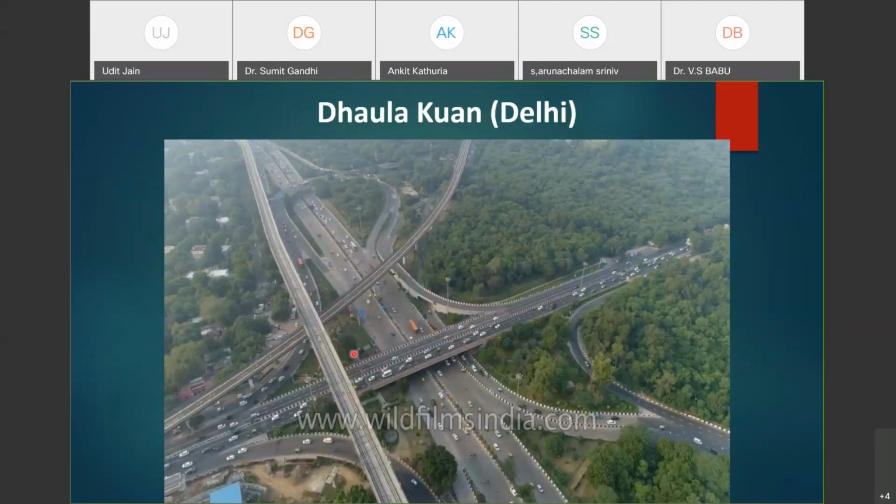Another one is the Dhaula Kuan intersection. Again, if you have been to the Delhi airport, you must have crossed the Dhaula Kuan directional interchange. Again, this is a very complicated directional interchange, but it works very beautifully and eliminates all the conflict points for vehicles moving in all directions.